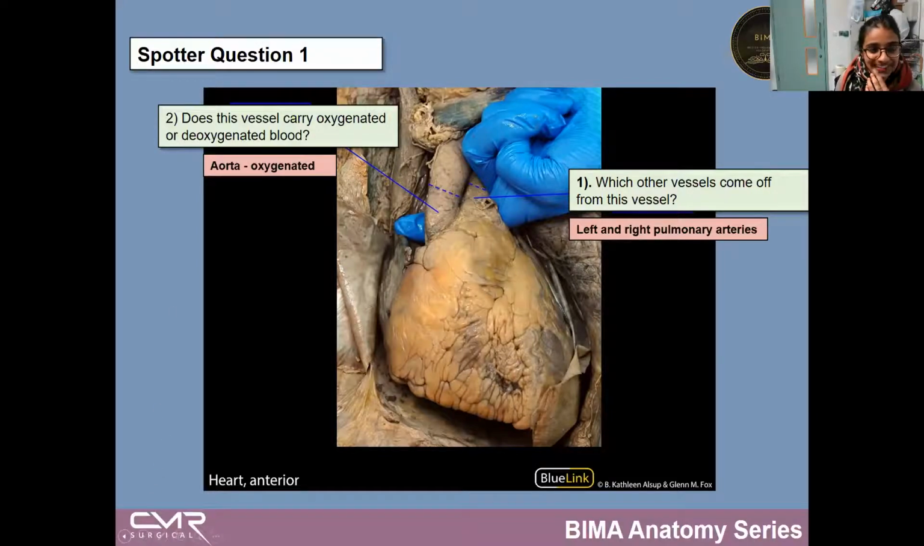Oh, and I've just answered the second question for you. So this is your aorta on the other side, carrying oxygenated blood. So pulmonary trunk on this side and your aorta on the other side, carrying oxygenated blood.